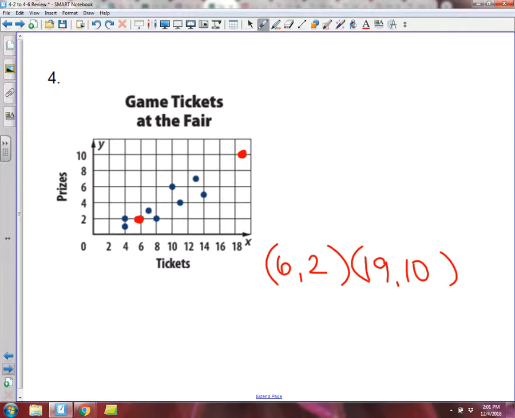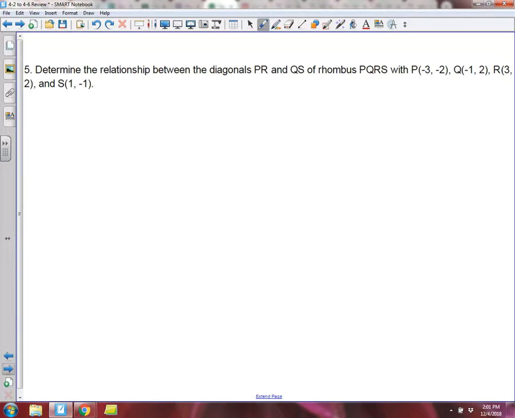Let's go to number 5, please. Everybody see number 5? Okay, it says, determine the relationship between the diagonals PR and QS of rhombus PQRS. What is a rhombus? What kind of shape?